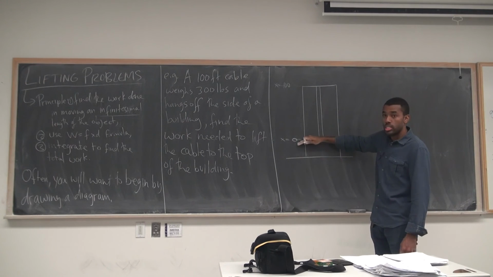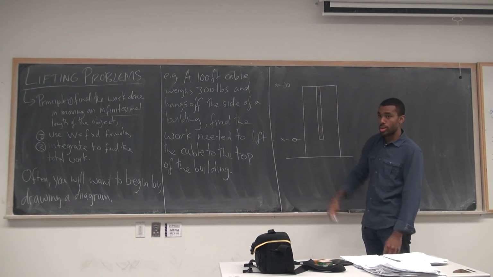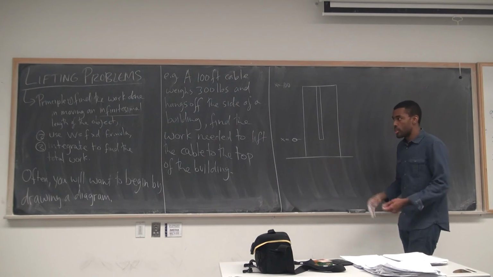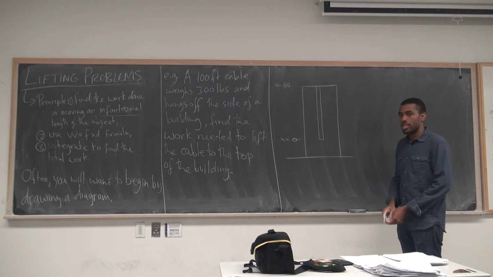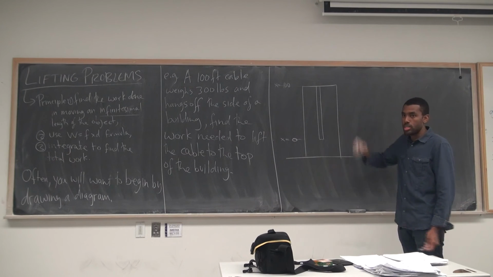So x equals 0 is the position of the last part of the rope. x equals 100 is the goal. I need to move all objects to that distance. So we're going to use our knowledge of integrals. Slice this up into very small pieces, and worry about moving the little pieces at a time. Because if I'm talking about a little piece, it's pretty much force times distance.